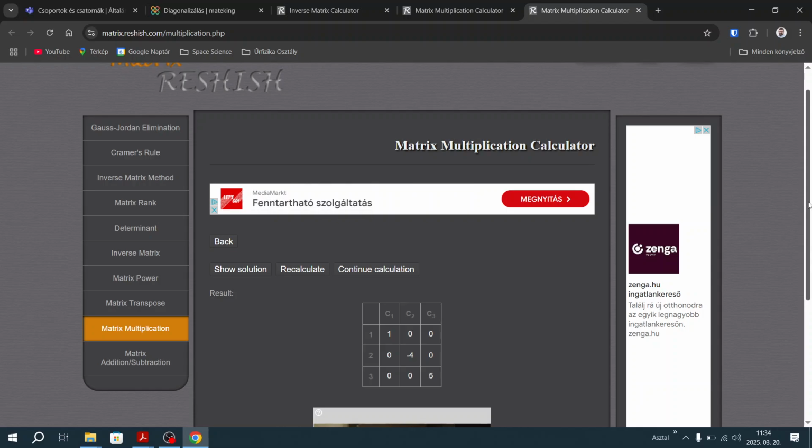Then I'm pretty sure I will ask this in the test. You will have practice in this, and I will tell you when you can use computers, for example, this page, and when not. Okay? Thank you very much.